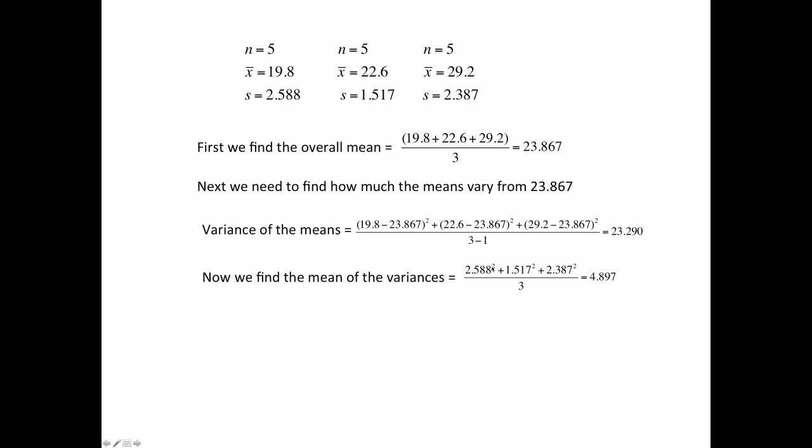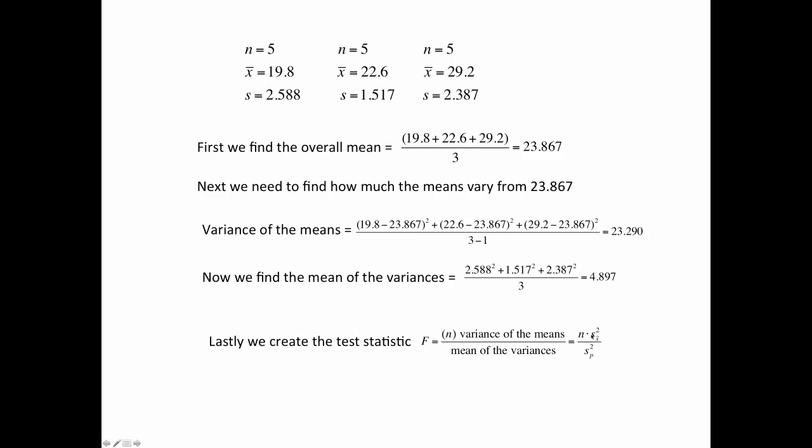So take each standard deviation and square it, add those up, and divide by 3. We get a 4.897, which also we'll use in a moment. So here's the test statistic, capital F, and it's the variance of the means, that was the first one we found, divided by the mean of the variances, the second one we found, and then you multiply by n, which is the sample size. In here, that's 5.